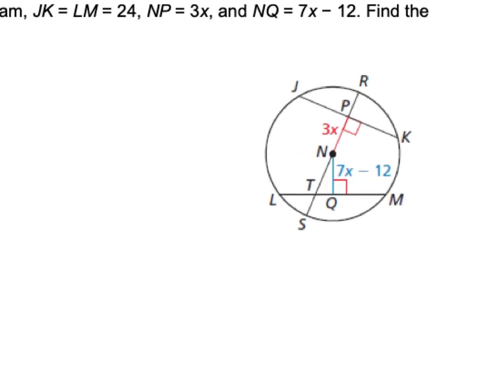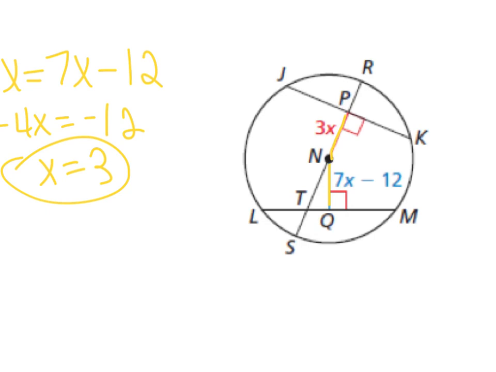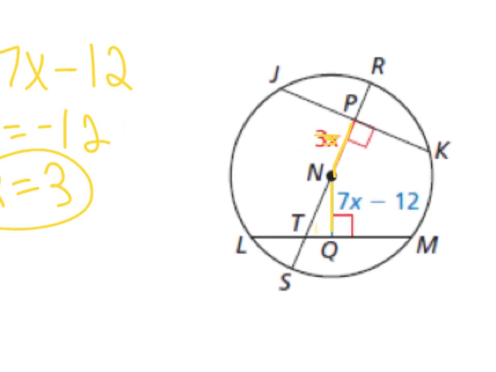Okay, so just like last time, my red line and my blue line are going to be equidistant from the center. So I know that 3x equals 7x minus 12. If I solve for x, I get negative 4x equals negative 12, x equals 3. That tells me that if x equals 3, then the length of that red segment is going to be 3 times 3. So this length right here is 3 times 3, which is 9.